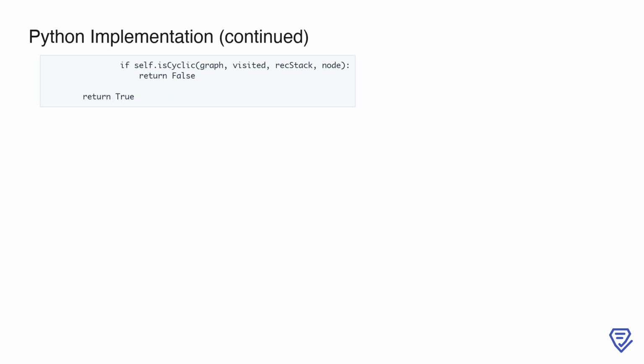If the acyclic function detects a cycle for any course, we immediately return false, indicating that it's not possible to finish all courses due to the presence of a circular dependency. However, if we finish iterating through all courses without detecting any cycles, we return true, confirming that all courses can be finished.